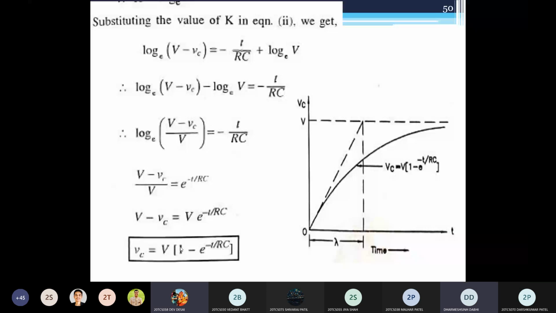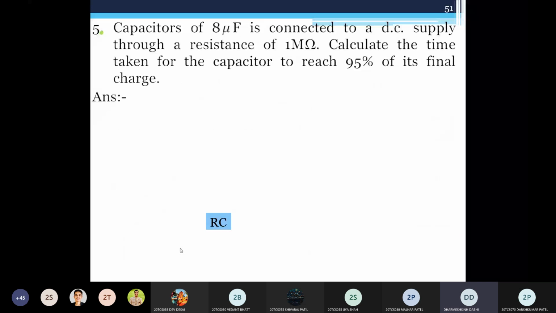No, sir. Okay, so let's move to the example related to this charging process of the capacitor. Write down this example. A capacitor of 8 microfarad is connected to a DC supply through a resistance of 1 mega ohm. Calculate the time taken for the capacitor to reach 95% of its final charge. So here you need to find the time required by this capacitor to charge to 95% of its final value.